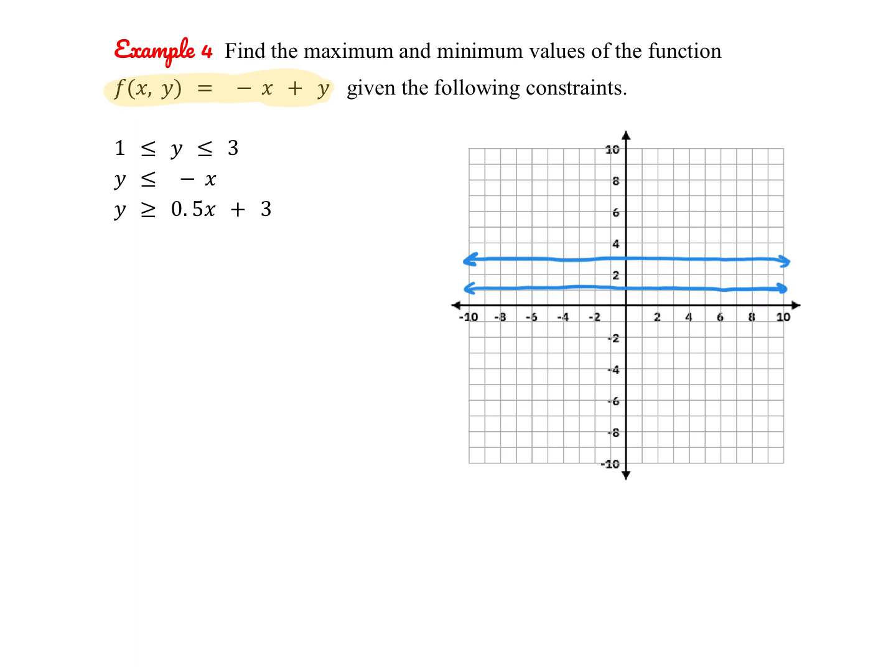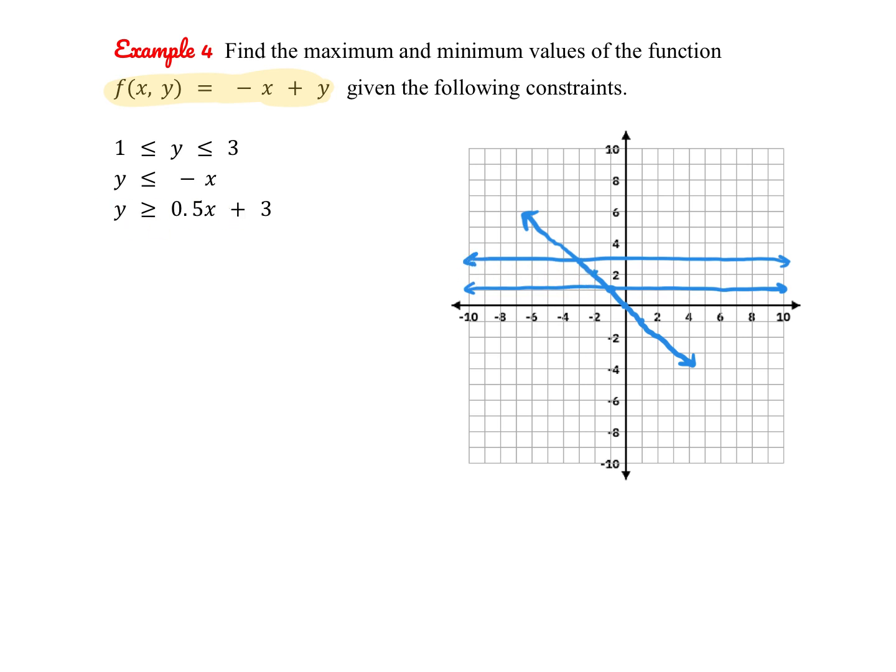And then we have y is less than or equal to -x. So a y-intercept at the origin and a slope of -1. And this would be everything to the left. So far we're kind of constrained in this area.